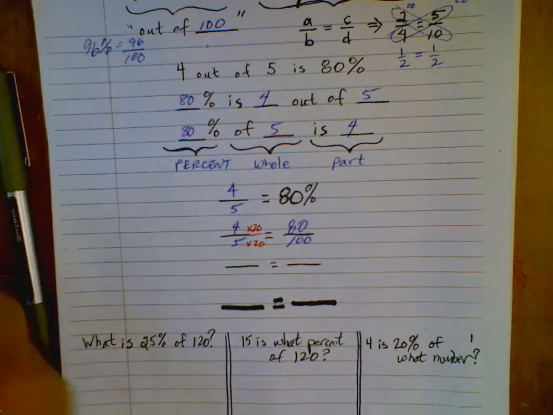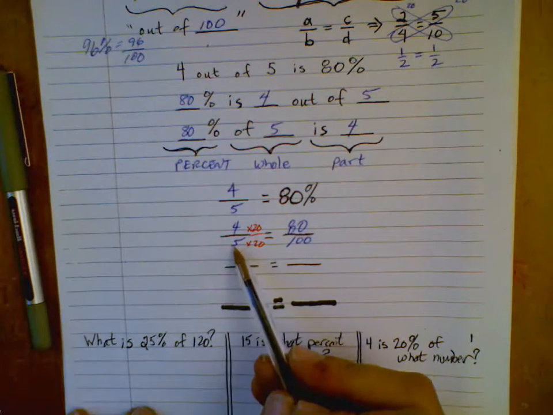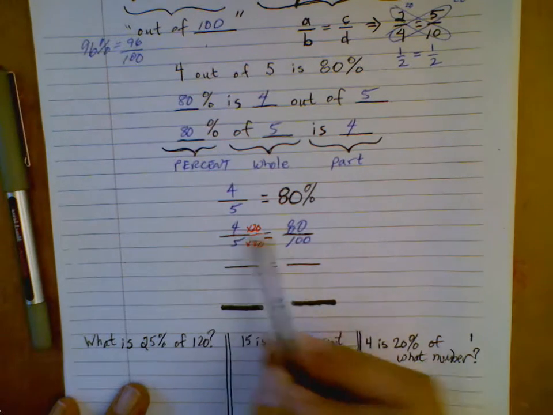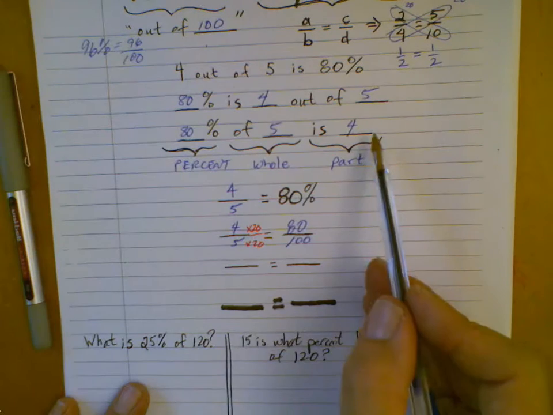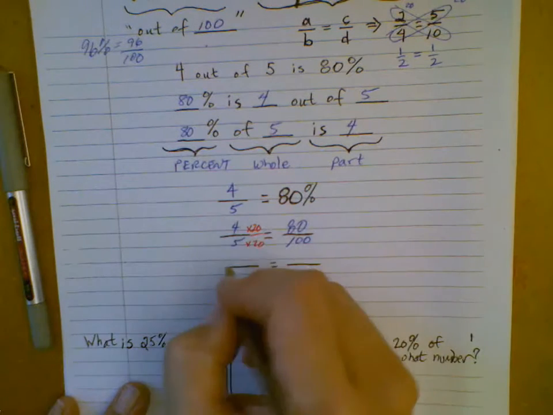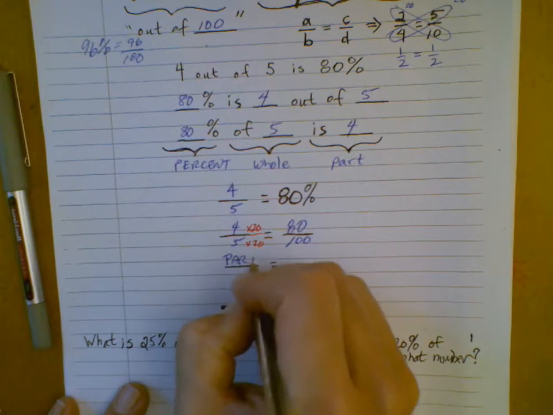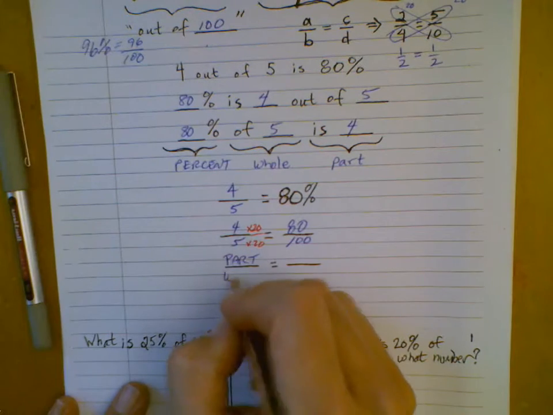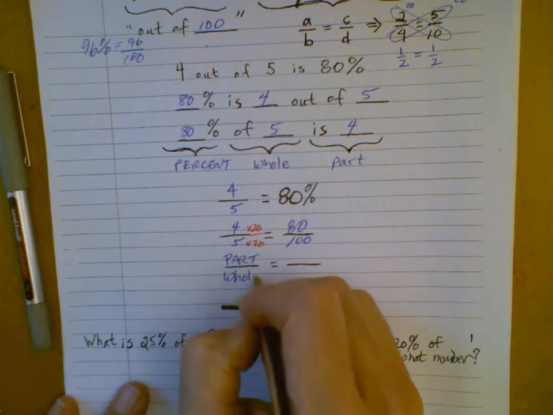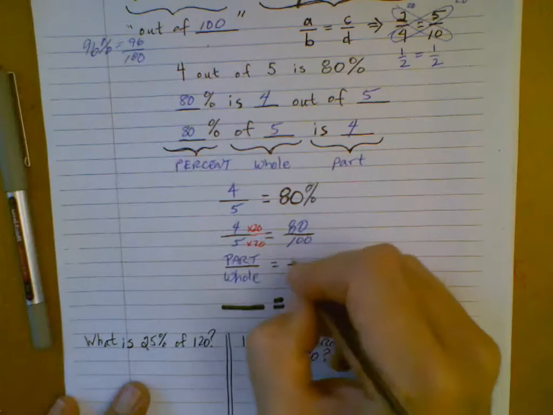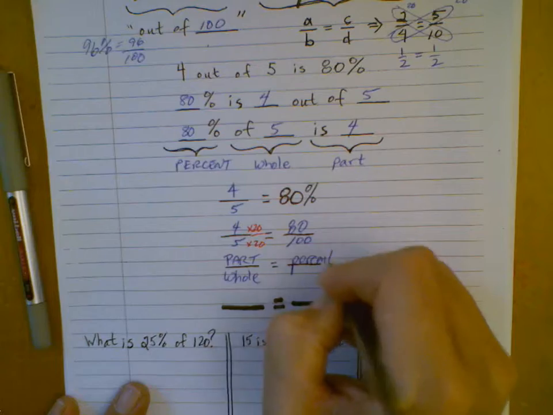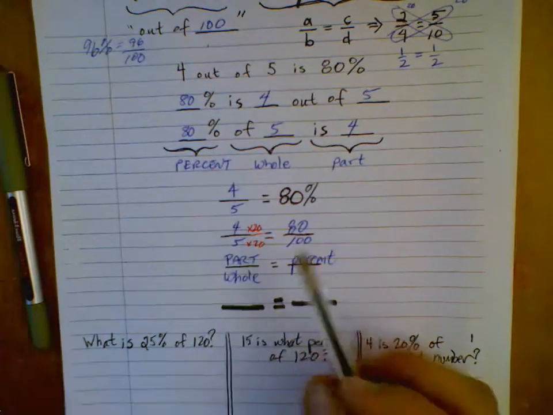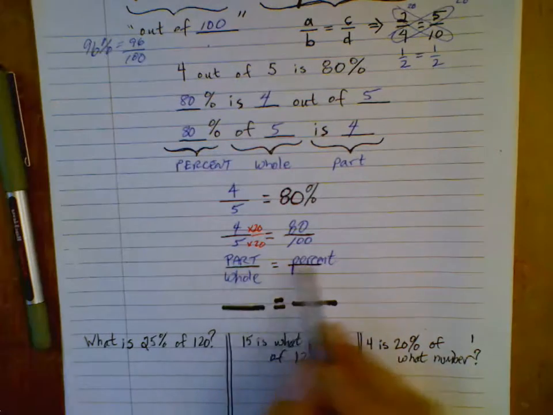But what I want to do for a moment is just notice what piece is each part of this proportion. Well, the 4 in this case is the part, and notice it's on top. And the whole, 5, is on the bottom of the fraction. And the percent is on the other side. So here's our three pieces: the part, the whole, and the percent. And we're showing them here written in the proportion.